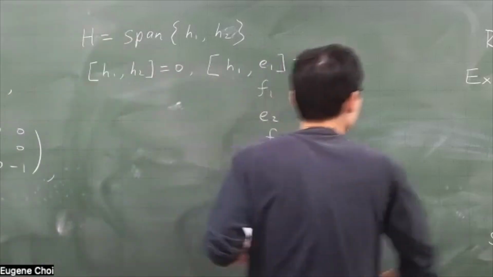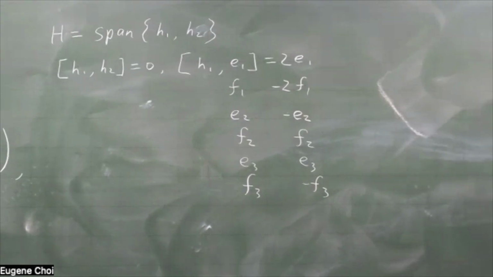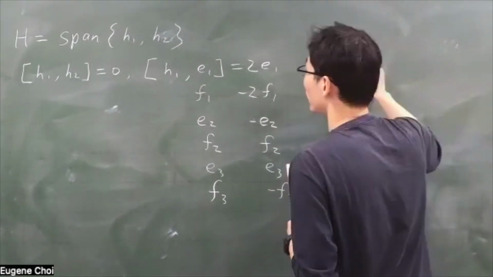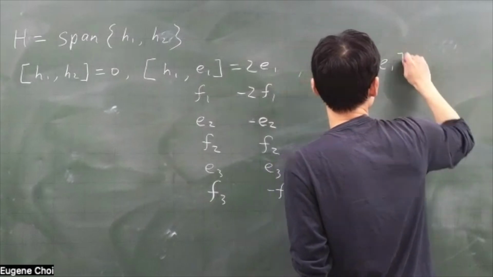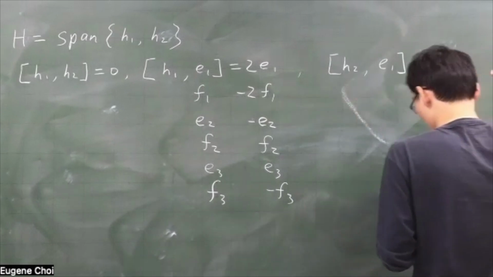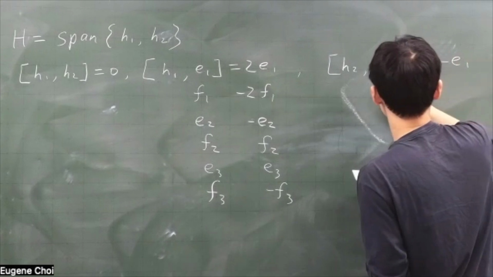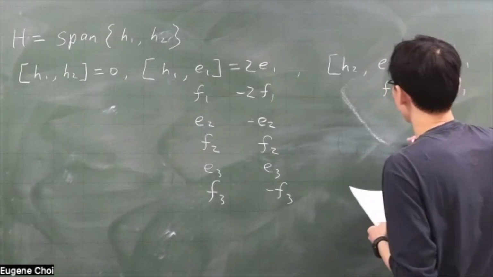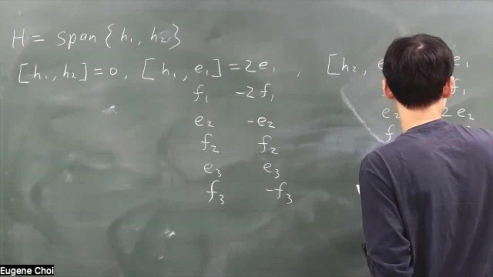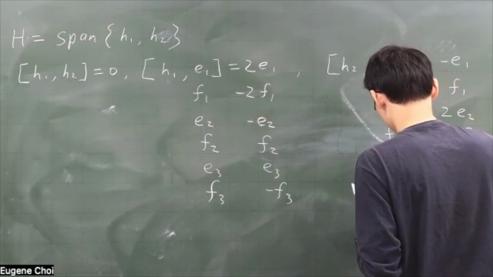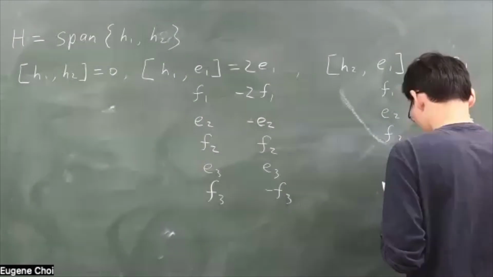Maybe I should write it there. Likewise, for H2, on E1, I have minus E1, and on F1, I have F1. On E2, I have 2E2. On F2, I have minus 2F2. And then on E3, I should have E3. On F3, I should have minus F3.